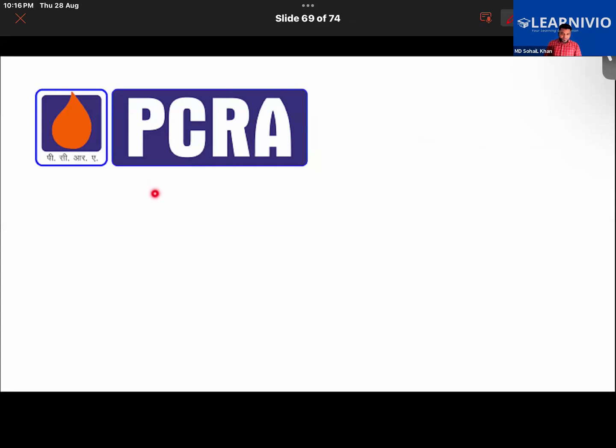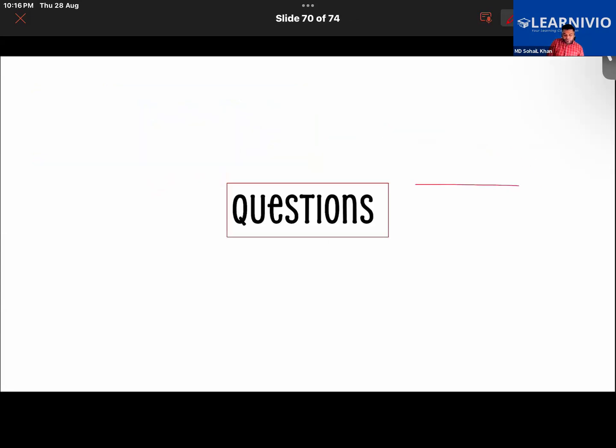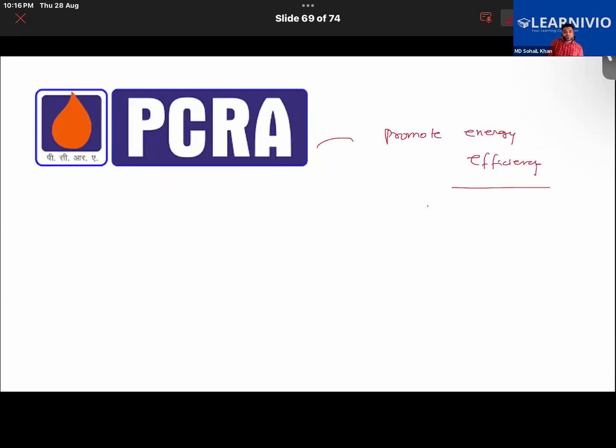This association is a government body under the Ministry of Petroleum and Natural Gas. Its aim is to promote energy efficiency, and to raise awareness and take steps towards conservation of petroleum products in India, particularly. Conservation of petroleum means how the petroleum products can be used efficiently. For example, if your car is operating on an engine that consumes so much fuel, is that energy efficiency? No, it isn't.